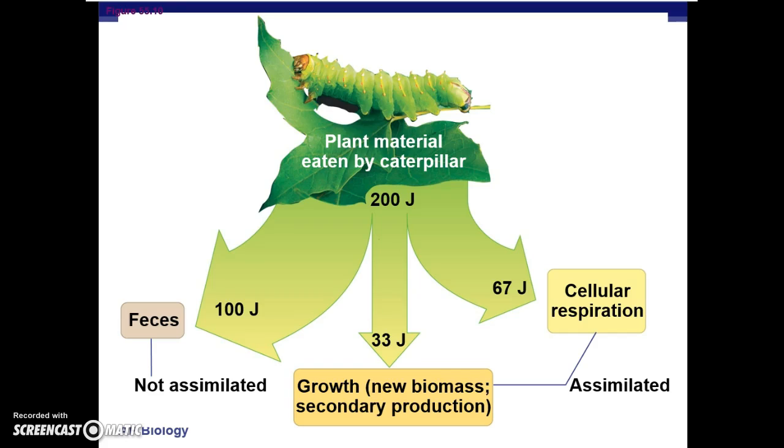So we saw a diagram of how energy is lost earlier, and this is really showing the exact same thing. But in this case, I just again want to relate this to production efficiency. So this is showing that there are 200 joules of energy available to the caterpillar here as it eats. But as that caterpillar is eating, it's actually going through cellular respiration. So right away, it's losing 67 joules of that 200. And then it's lost half of it to feces.